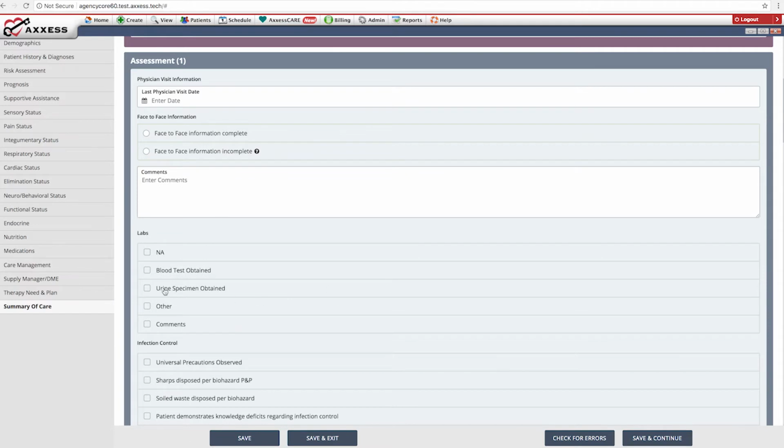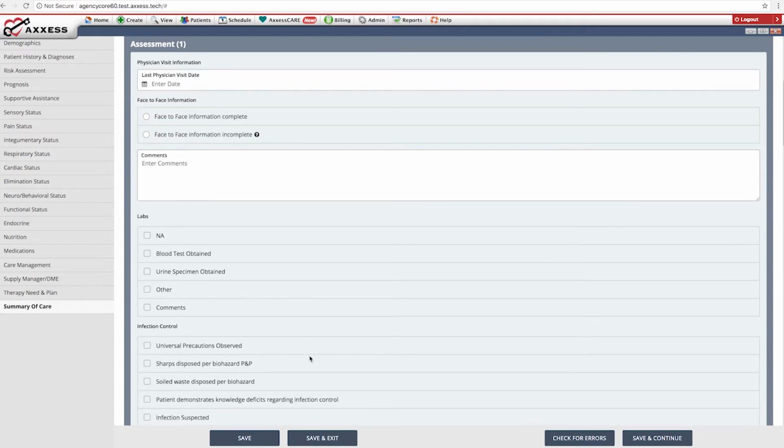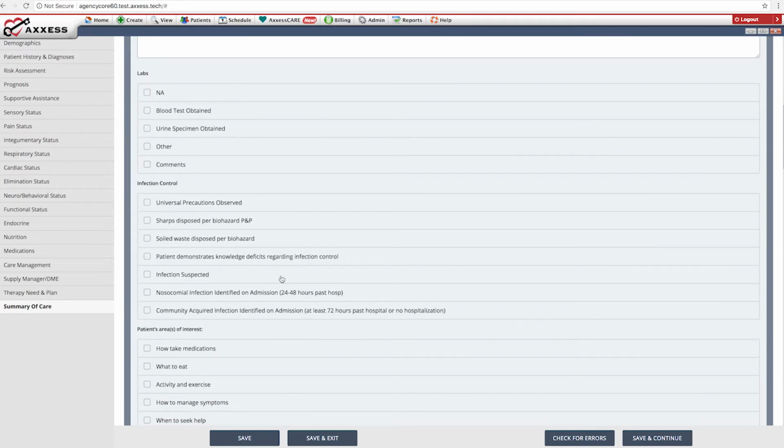If there are labs that need to be drawn, you're able to indicate that information there. Infection control is extremely important. So you're able to document anything regarding infection, whether or not they have knowledge deficits. If the patient came to you with an infection, then that would be considered a nosocomial infection, and you want to ensure that you identify that the patient was admitted to your agency with that infection versus the community acquired, which is at least 72 hours post-hospitalization. You want to be able to put that there.